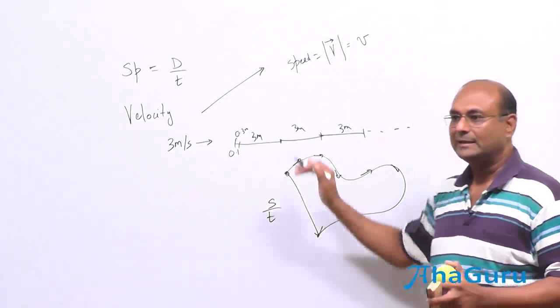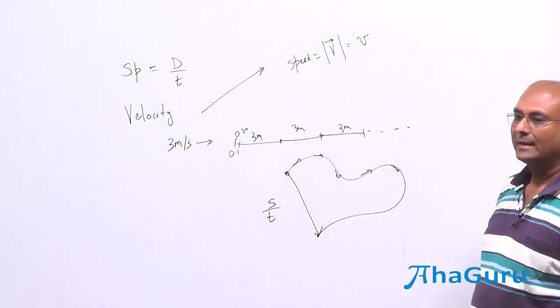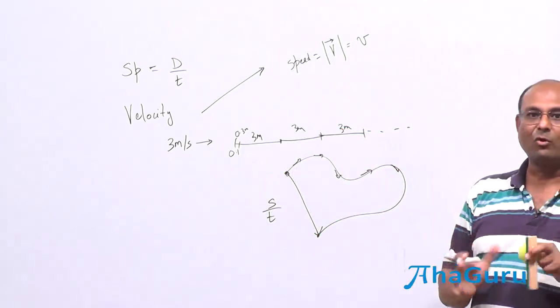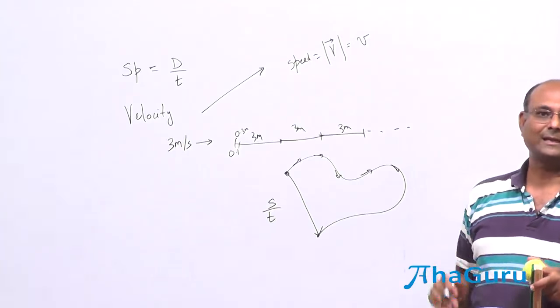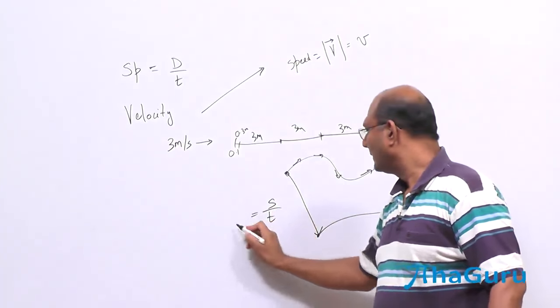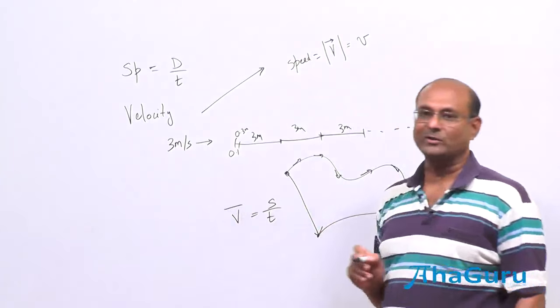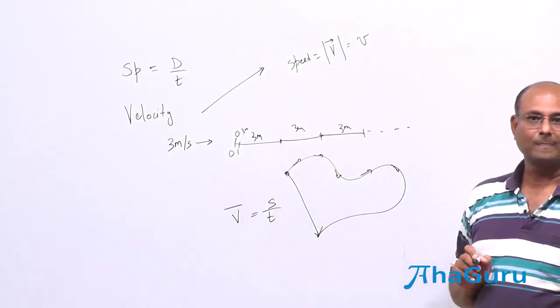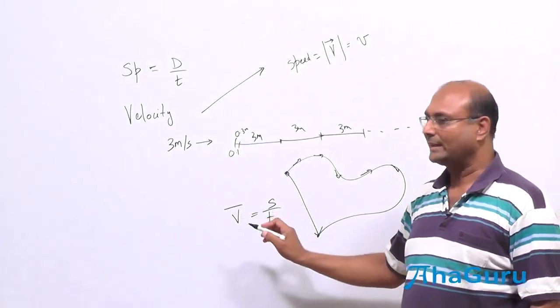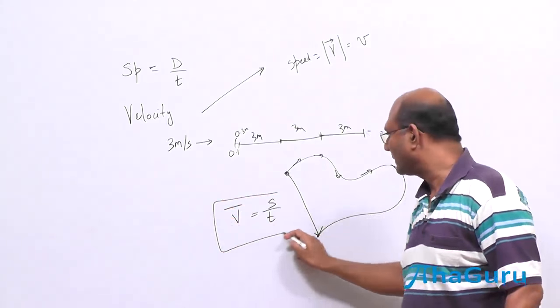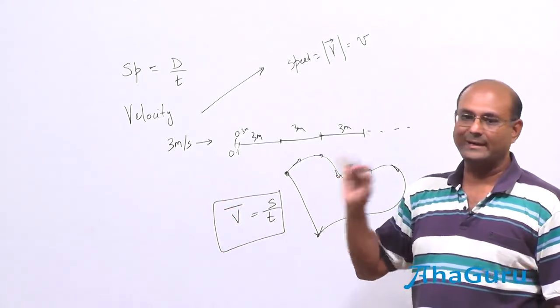then we say displacement by time gives us some sort of an overall velocity. So this is called average velocity. Okay, so average velocity is a nicely defined quantity. It is displacement by time.